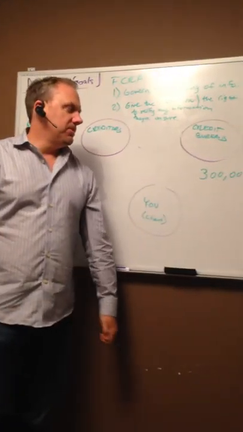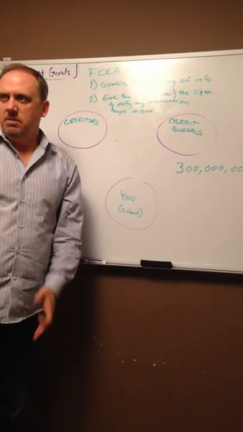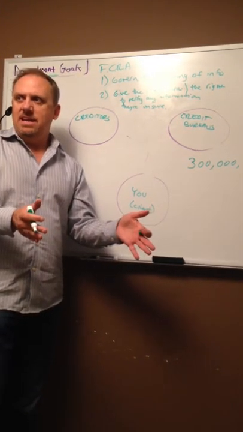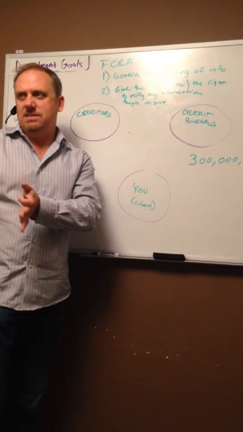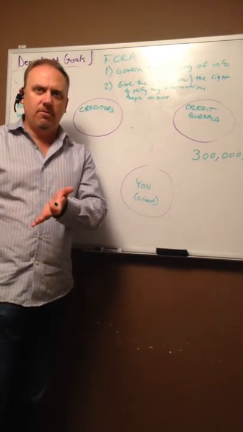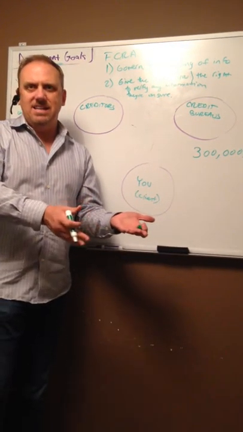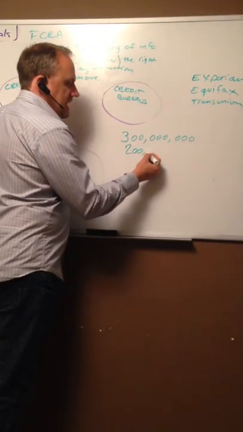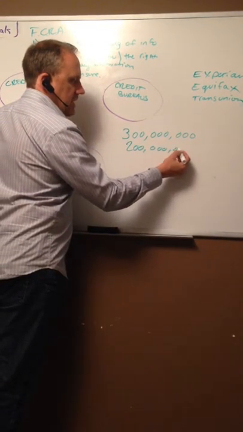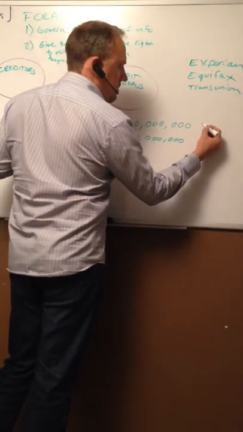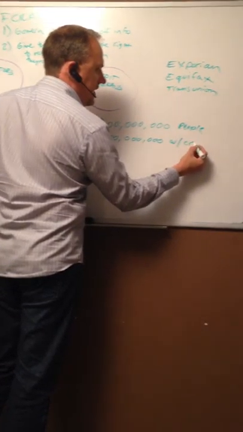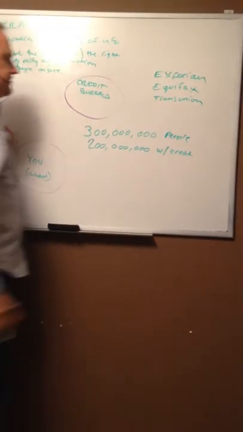Of them, how many people do you think are over the age of 18? I mean, people die around 70, right? And people that are born to 18, there's a larger gap past 18, so people above 18 have credit. People that are born to 18 probably don't. So I would say realistically, probably 200 million, and that's a low number, have credit, right? 300 million people, 200 million people with credit. That's one third.